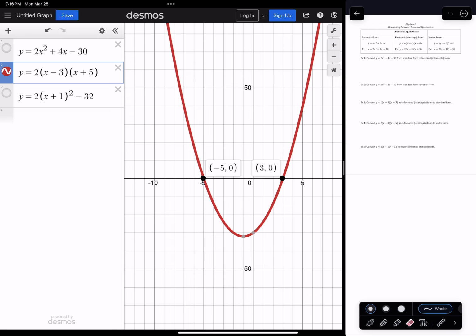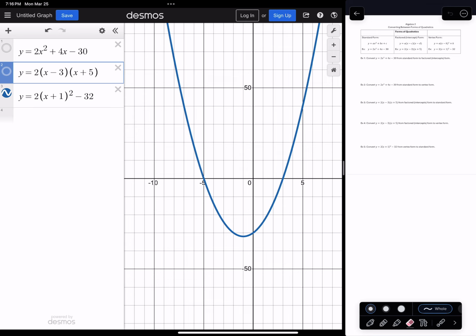I don't love saying this, but I know students recall that whatever factor you have, like an x minus 3, it's the opposite. 3, 0 is the intercept that shows up on the graph. So x minus 3 produces positive 3, 0. Okay? Then let's look at the last form here, vertex form.